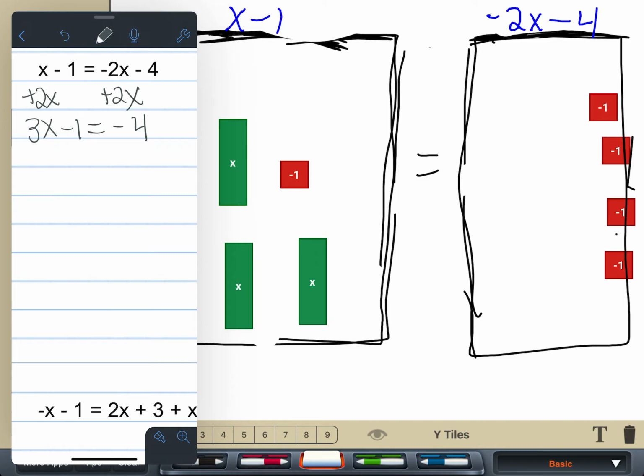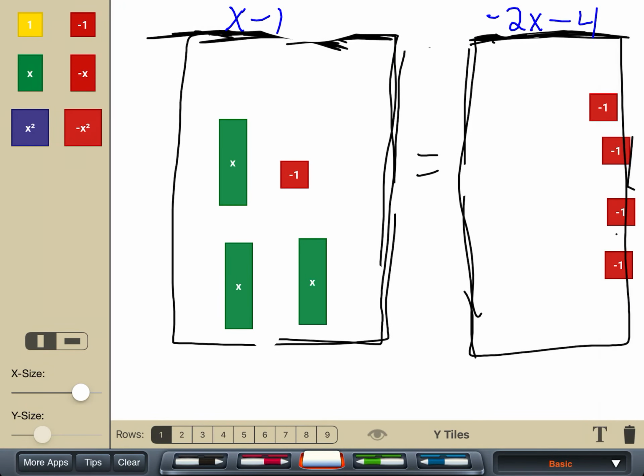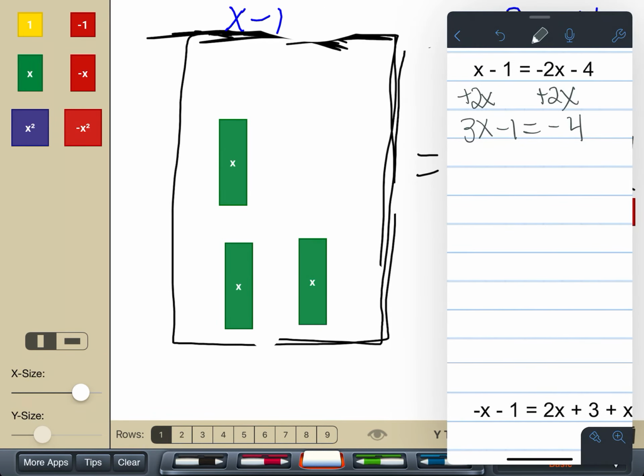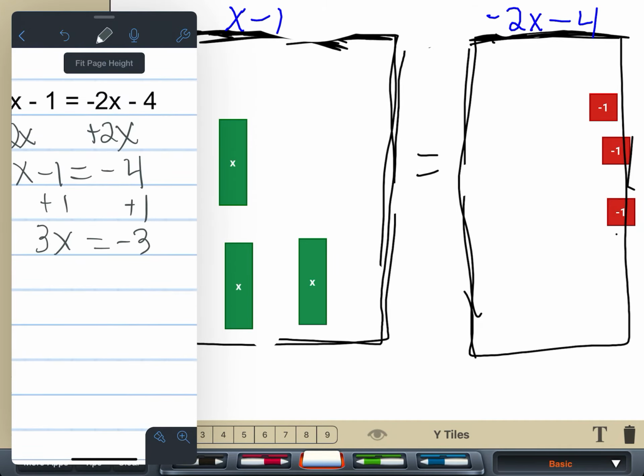And so this is actually good because I can show you how to look at the algebra tiles when you have them separated. So then we would just add 1 to both sides to get this to turn to 0. And that would also make that 0. So if I add 1 to both sides, then I get 3x equals, oopsie, negative 3. You can also see it's right here, negative 1 is negative 3.